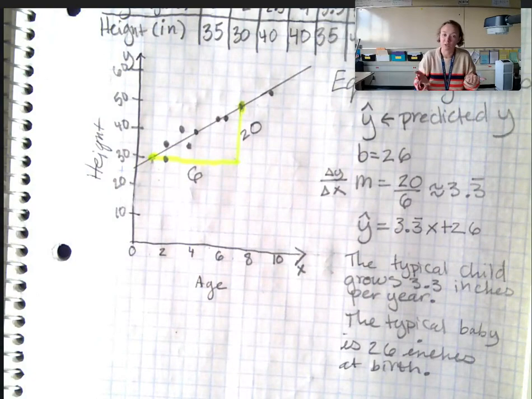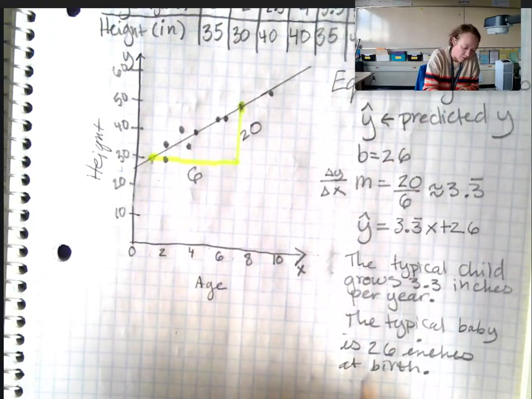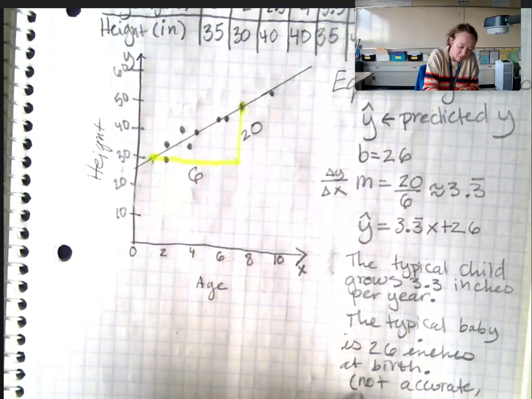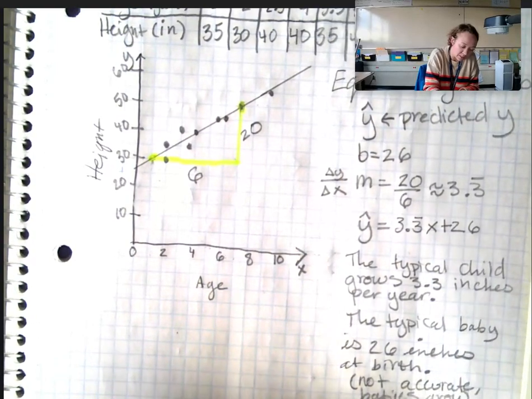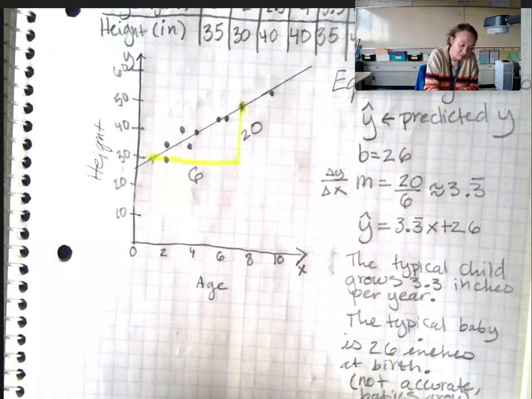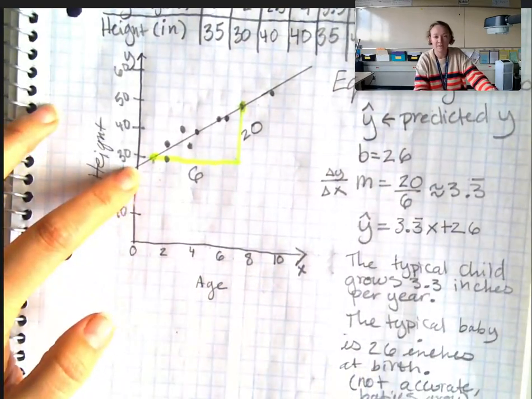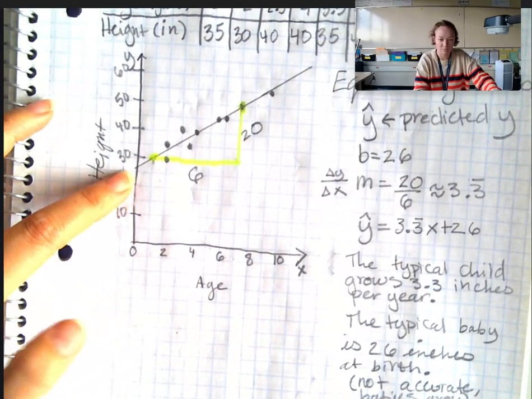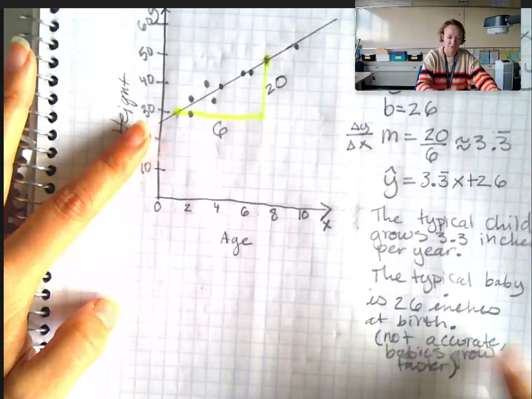So if we were asked to interpret it in context, we would say what it is, and then we would say it's not necessarily accurate. Not accurate. Babies grow faster. If we had some data that was right around 0, then we would trust that as being accurate because we have some data there to back it up, but we don't, so we're not going to. Not accurate, babies grow faster.